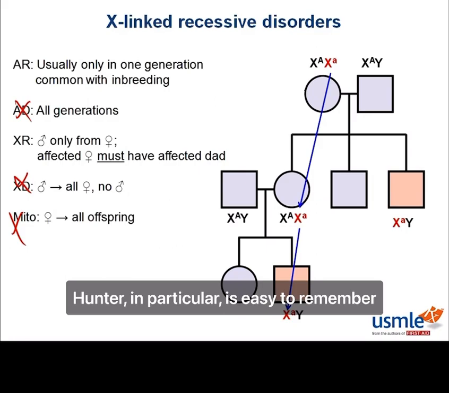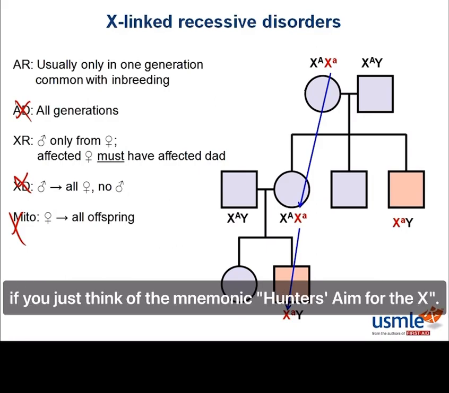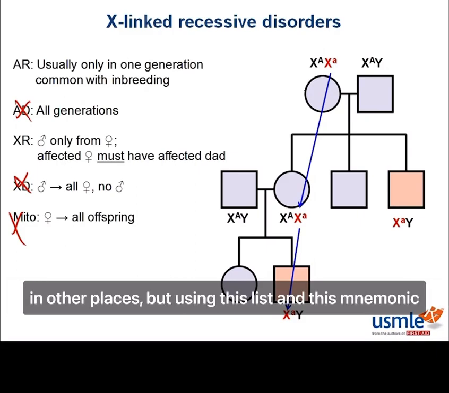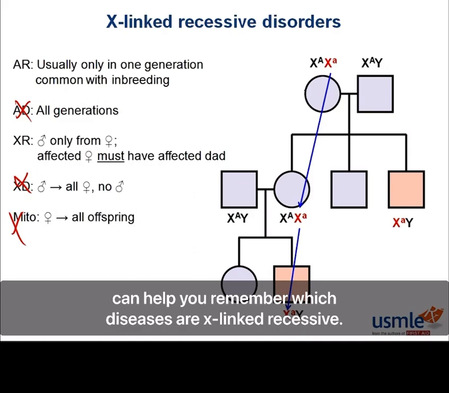Hunter in particular is easy to remember if you just think of the mnemonic Hunter's aim for the X. Again, these diseases are covered in more depth in other places, but using this list and this mnemonic can help you remember which diseases are X-linked recessive.